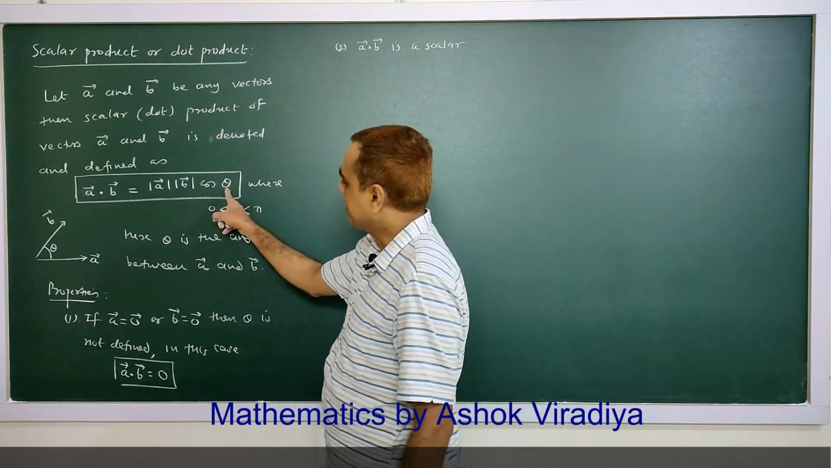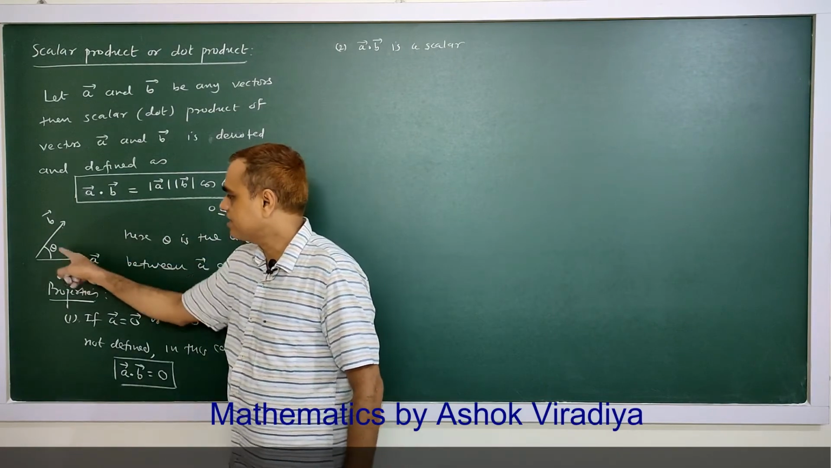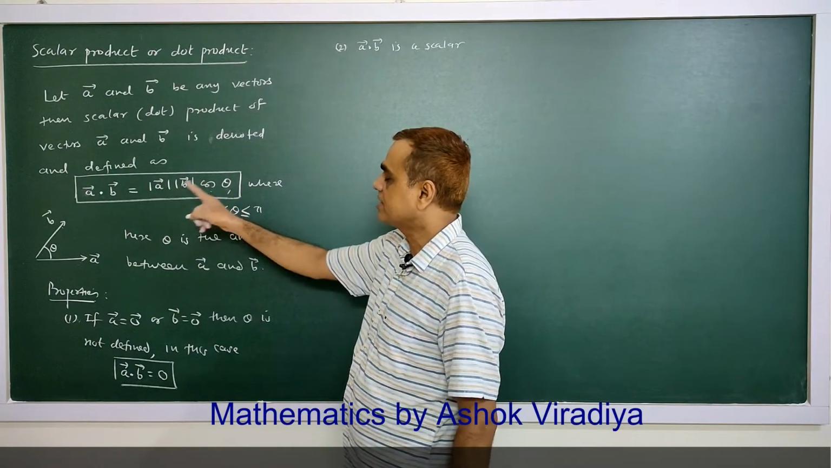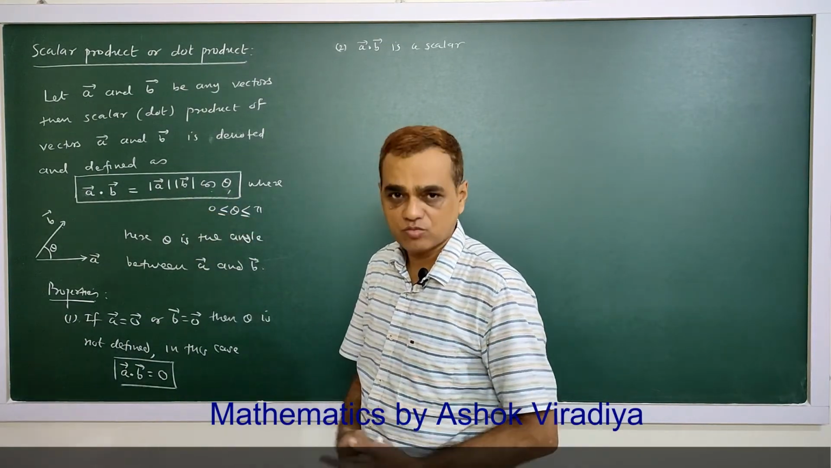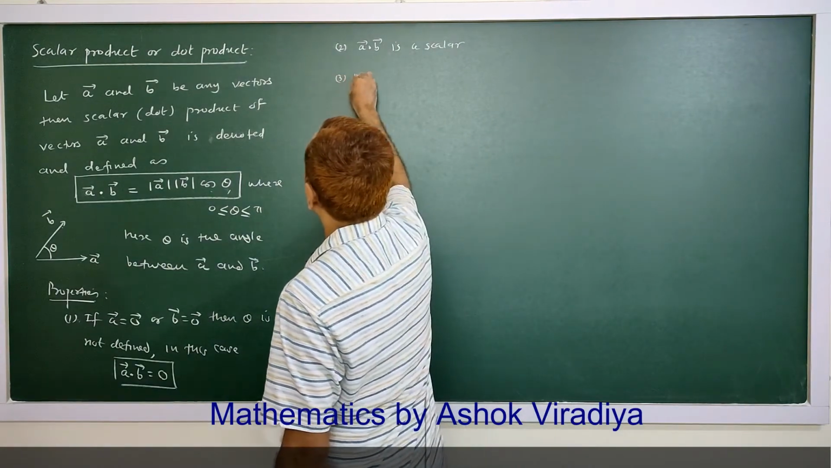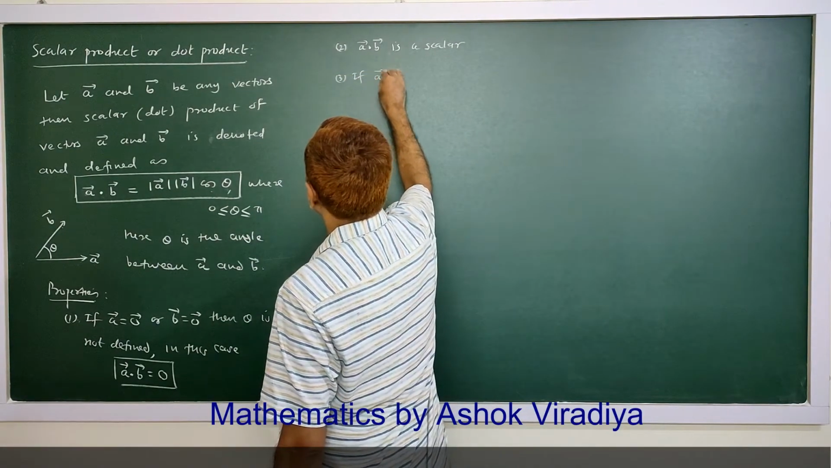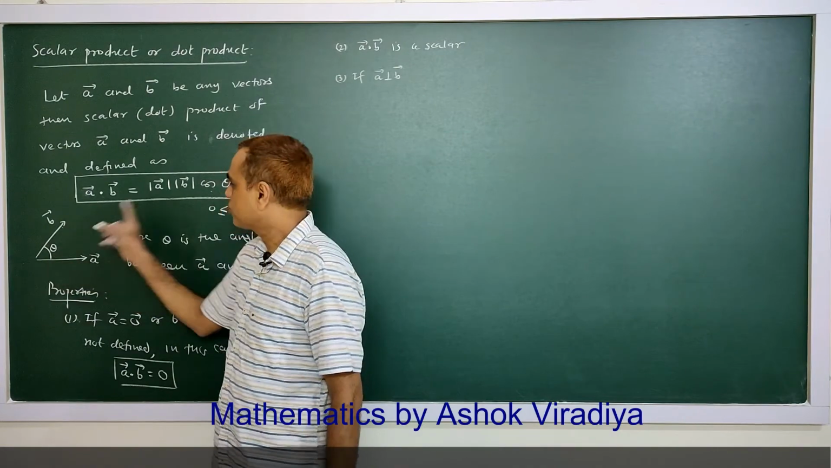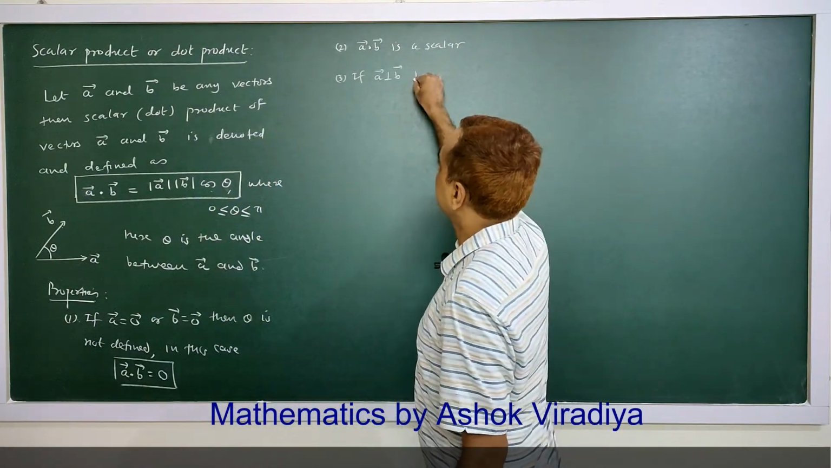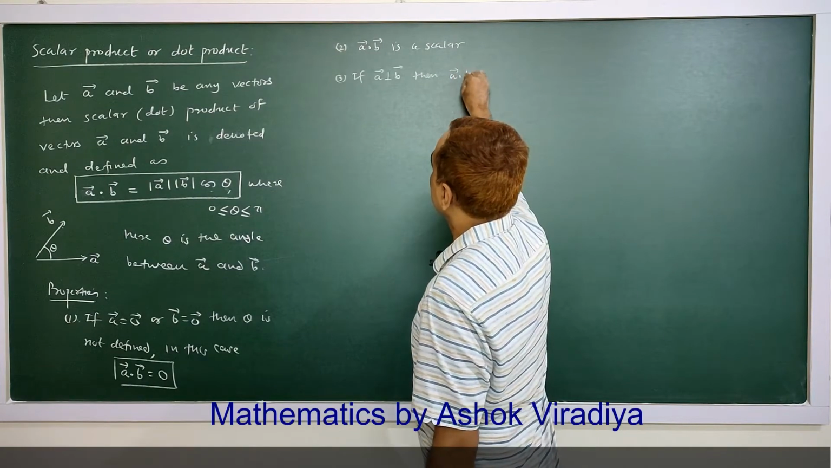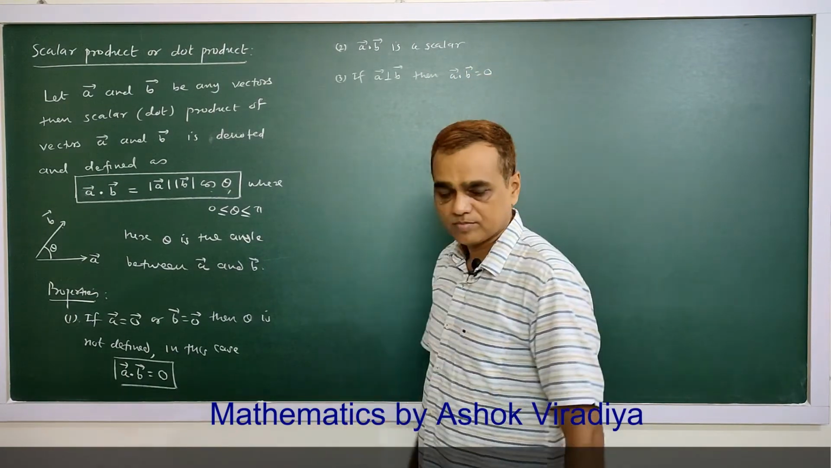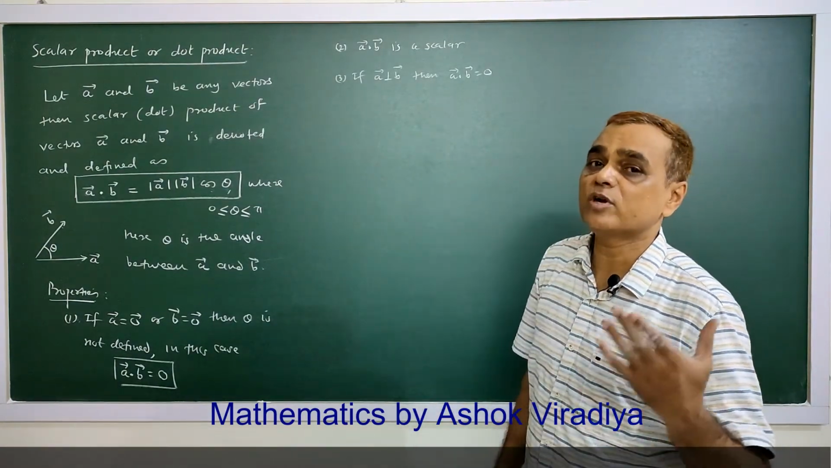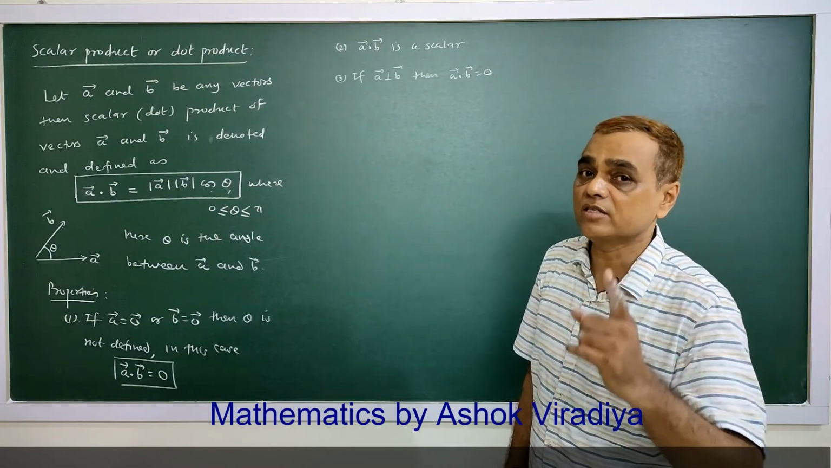If the angle between both vectors is 90 degrees, then cos 90 is 0. So in that case, A bar dot B bar is 0. So if A bar and B bar are perpendicular to each other, theta is 90, and then A bar dot B bar is 0. If the dot product of two vectors is 0, that means they are perpendicular to each other, if neither of them is a 0 vector.